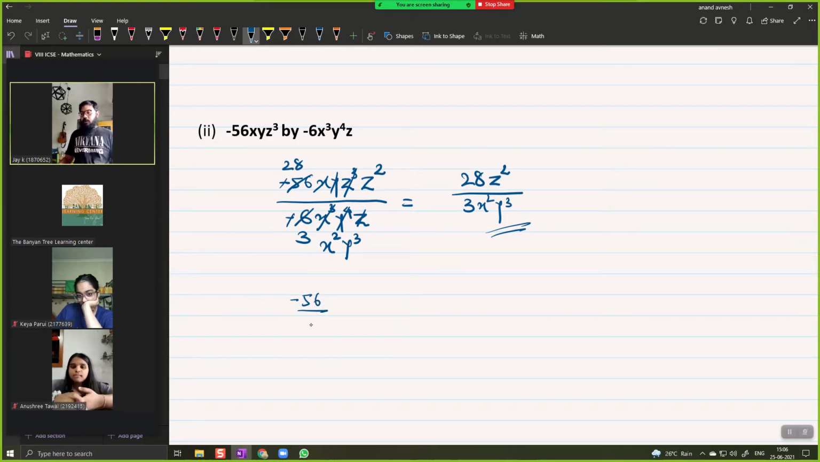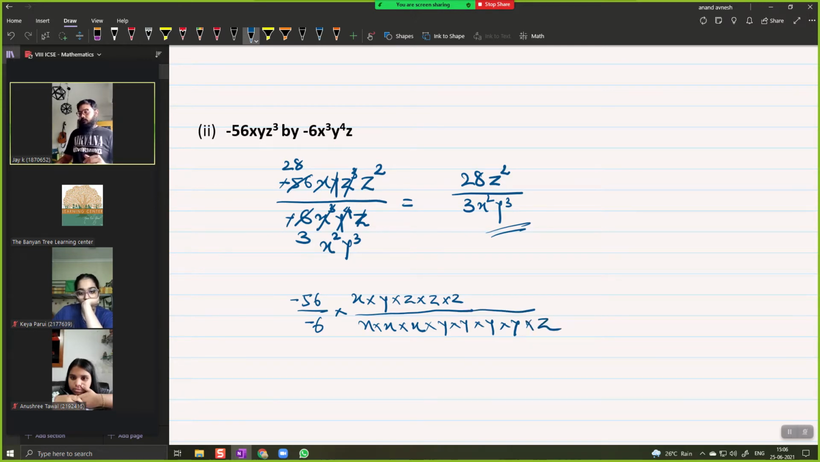Minus 56 by minus 6. I told you to write the number separately. Then write x times y times z, z, z. And in the denominator you write x times x times x times y times y times y times y times z. Okay, now x gets cut with x, y gets cut with y, z gets cut with z. Okay, x y z तीनों को मैंने कट कर दिया.